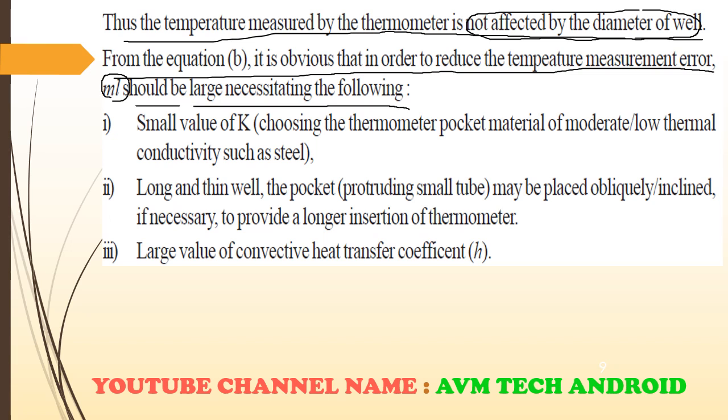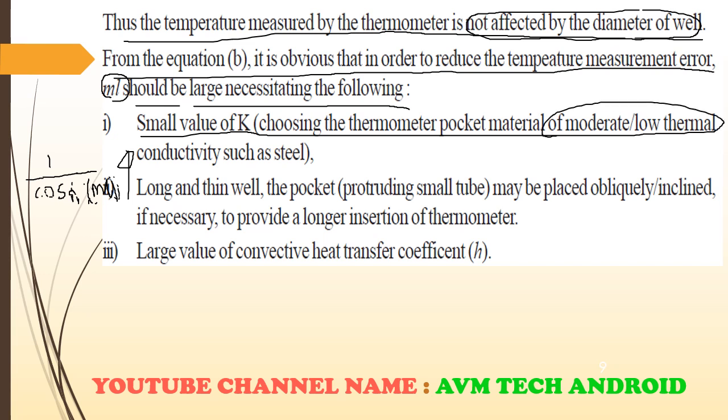So if we want to increase the m into L value, because it is 1 upon cos hyperbolic m into L, when we want to minimize this error in the temperature measurement, this m into L value must be higher. So if we want to increase this m into L value, what we have to do is small value of K, means we have to select the material which has moderate or low thermal conductivity such as steel.